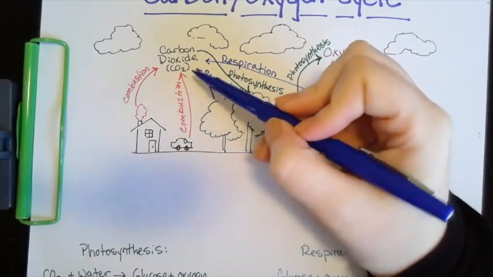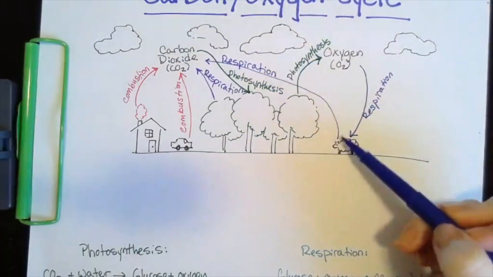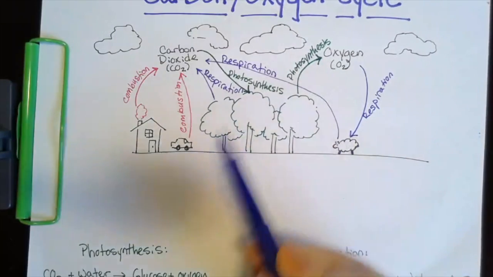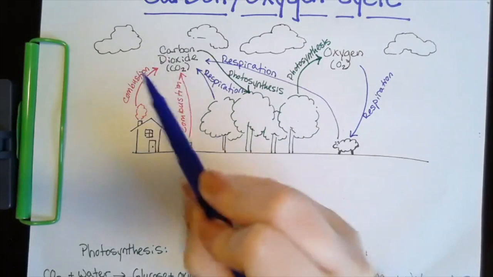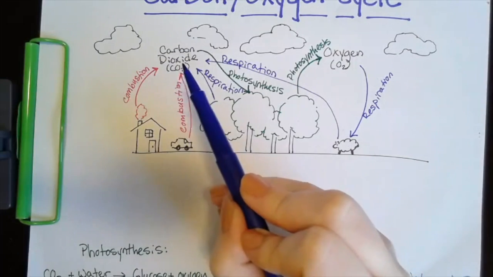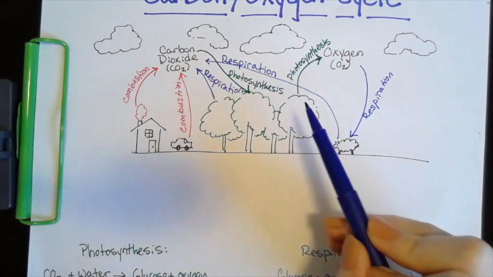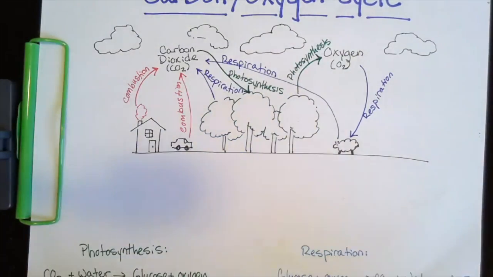To get carbon dioxide into the atmosphere, we can do that through combustion or through respiration. And remember, both plants and animals do cellular respiration, not just the animals. Plants do it too. So we've got respiration from plants and animals producing carbon dioxide. We've got combustion from human processes producing carbon dioxide. The only way we get carbon dioxide out of the atmosphere is through photosynthesis, which produces the oxygen that we then turn around and use for respiration. Okay?